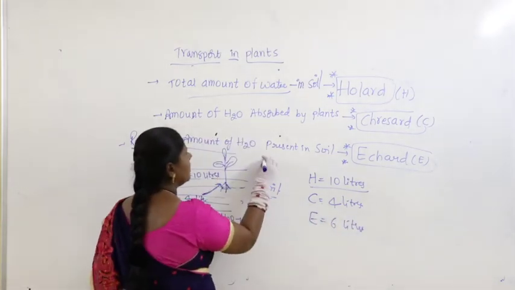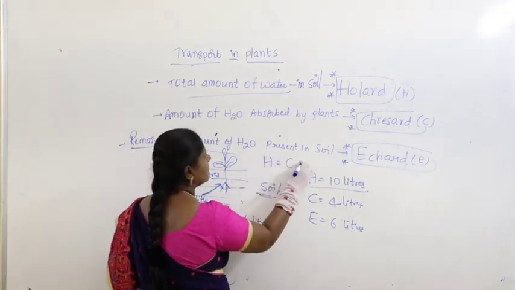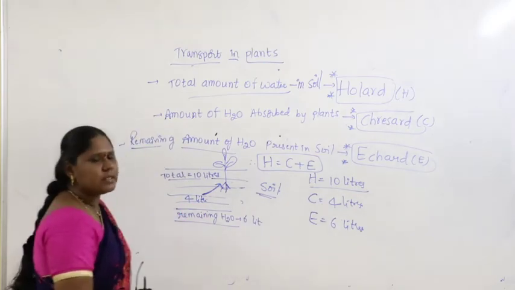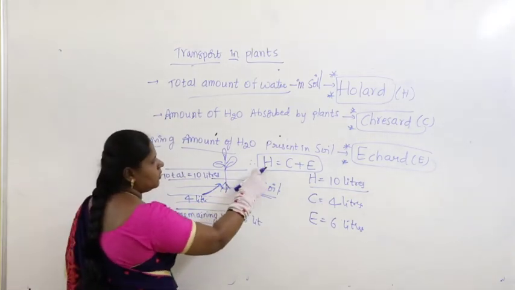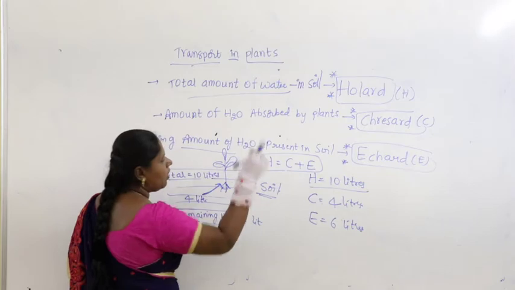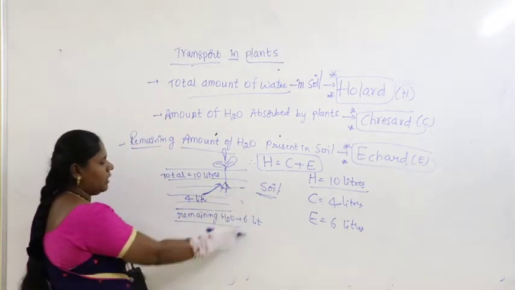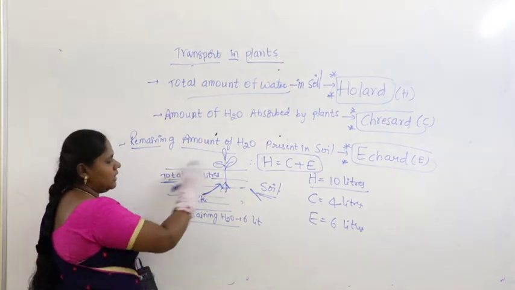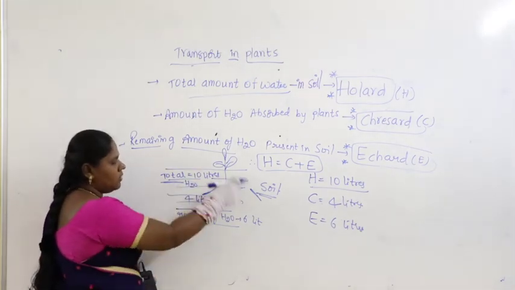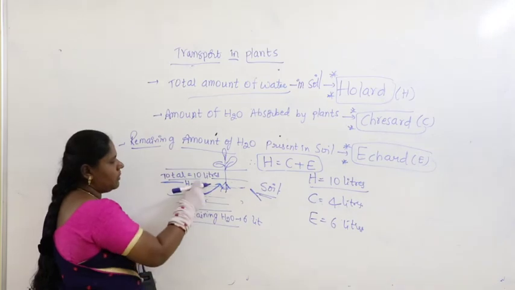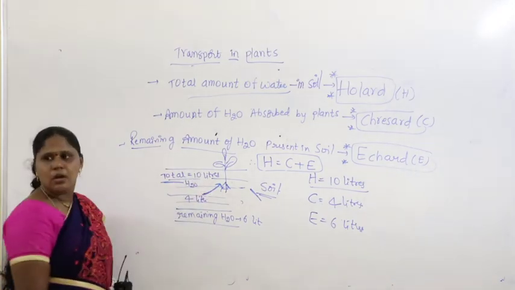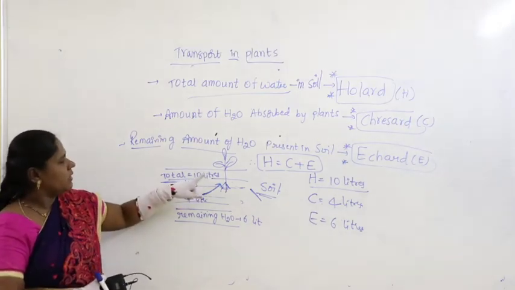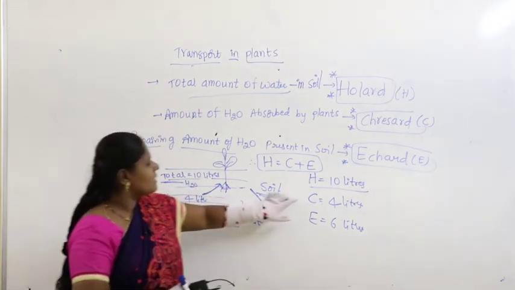So what do we say? Holard is equal to crescent plus Icard. What is holard? Total amount of water present in the soil. What is the total water present in this particular area? In this total area, the total amount of water present is 10 liters.